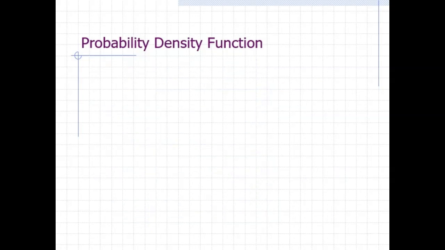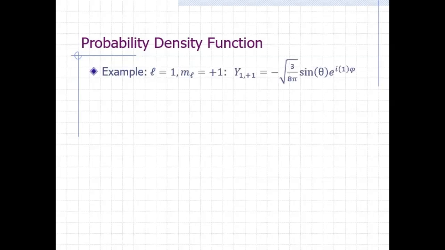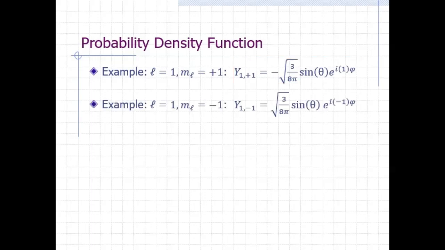Let's look at two more examples. For L equals 1 and m sub L equals +1, the spherical harmonic is given by this expression. For L equals 1 and m sub L equals -1, here's the expression for the spherical harmonic. Notice that these two expressions are complex, due to m sub L being non-zero. Remember that the phi-dependent factor is e to the i times m sub L times phi. If we take the square of the absolute value of either of these functions, we get the same expression.